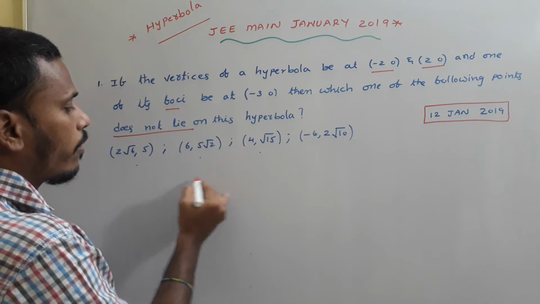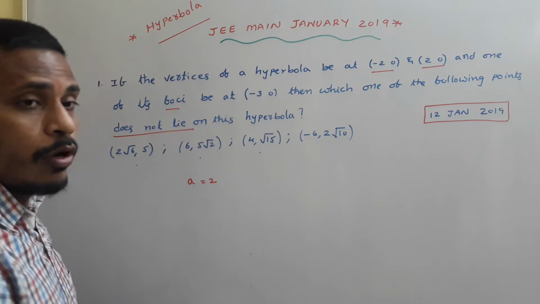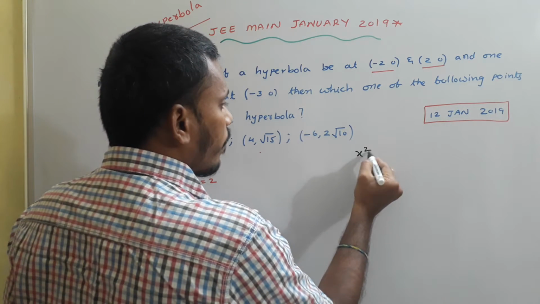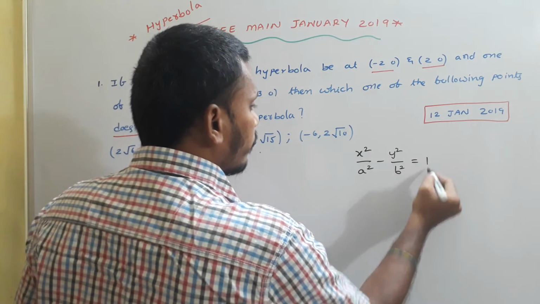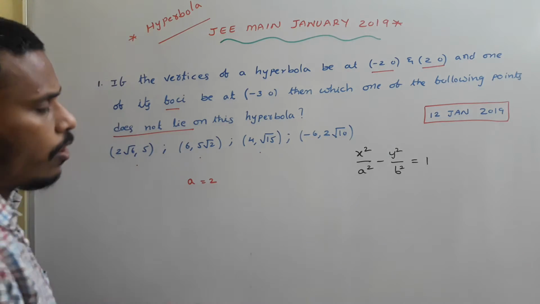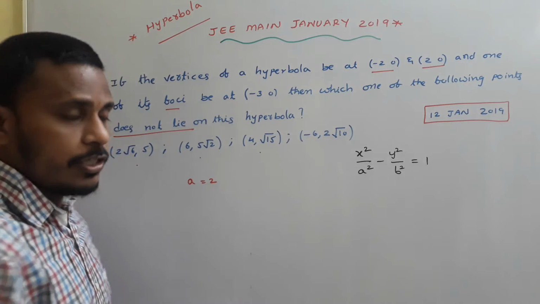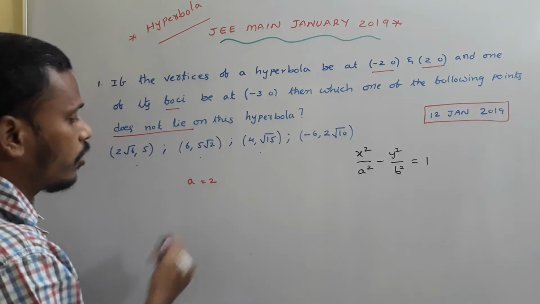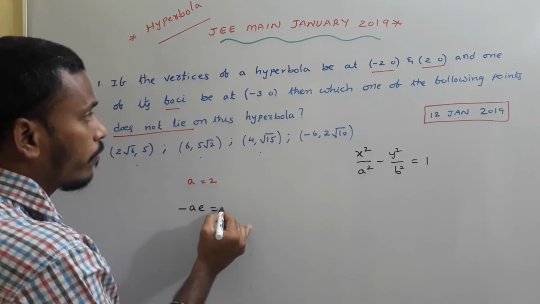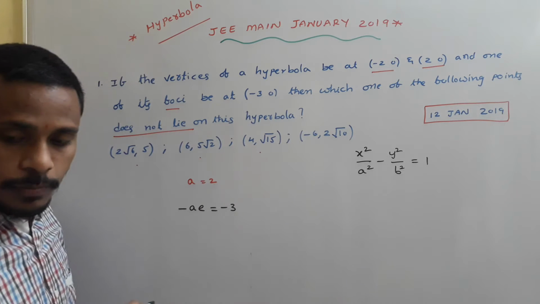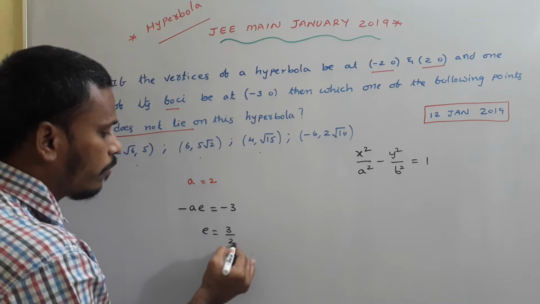So one thing is very clear from there: the value of a is 2, when you compare with the standard hyperbola form. What is our standard hyperbola? x square by a square minus y square by b square is equal to 1. Think about all the items related to the standard hyperbola. One of the foci is at (-3, 0). So one of the foci is (-ae, 0) for the standard hyperbola, which is -3. When you replace a with 2, you will get e equal to 3 by 2.